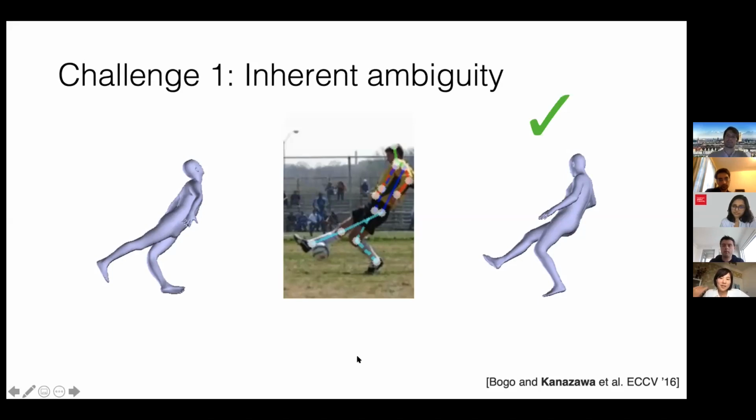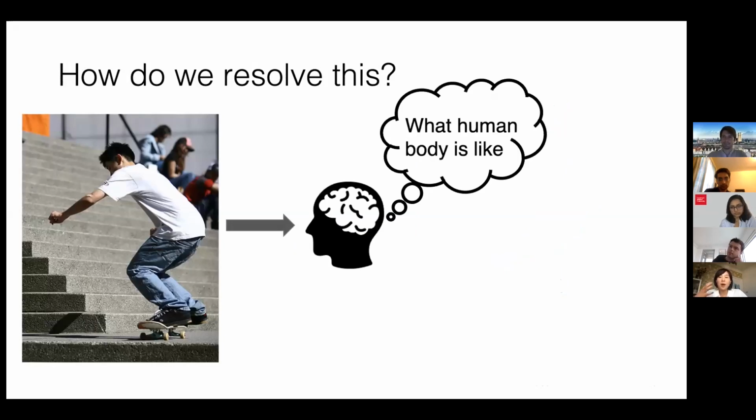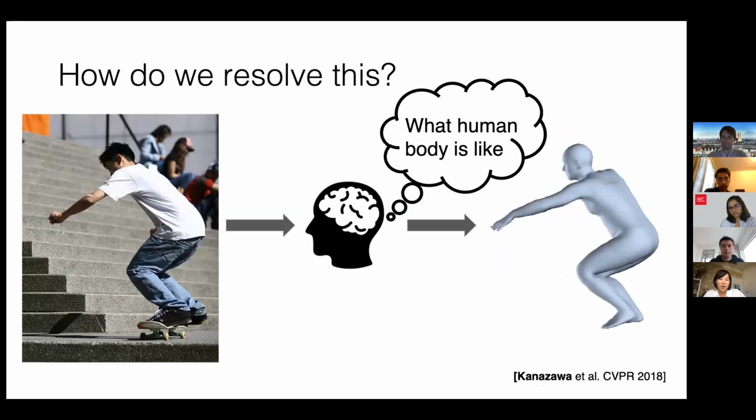Now we know that this is the right one because we know a lot about our body and we have our prior knowledge that our knees don't bend like this. Right. So in order to resolve this kind of ambiguity, what we use is this prior on what the human body is like. And using that, looking at this picture, you can guess that even though you can't see the other side of the skater in this particular video.